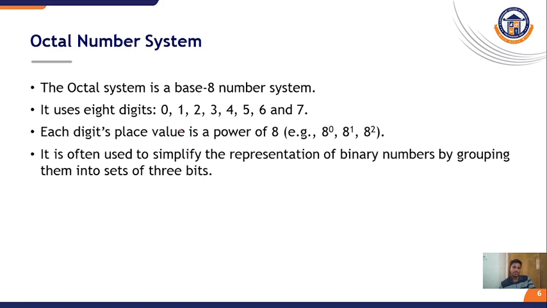Now the octal number system, in which the base is 8. Suppose the number we want to represent is 62 in octal, base 8. The digits used in the octal number system are 0 to 7. Each digit place has a value that is a power of 8. So for the number 62, this digit has the value of 8 power 0, and the next has the value of 8 power 1, and so on. It is often used to simplify the representation of binary numbers by grouping them into sets of 3 bits.